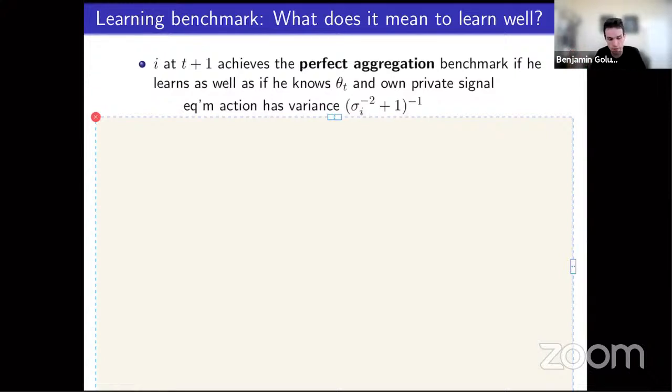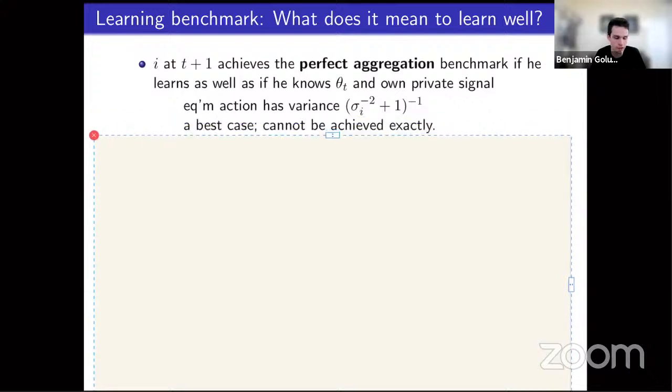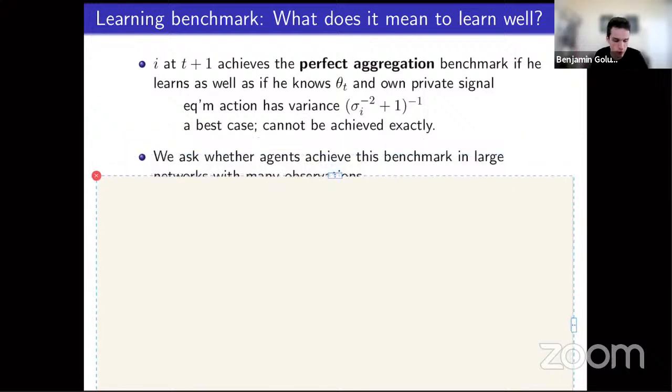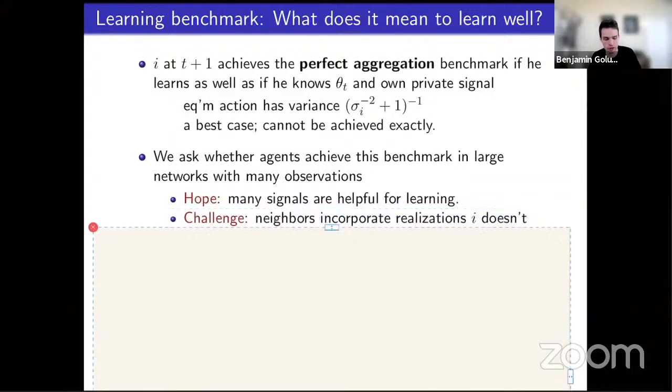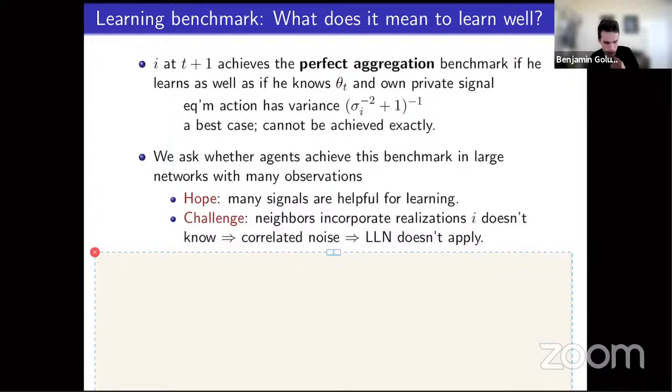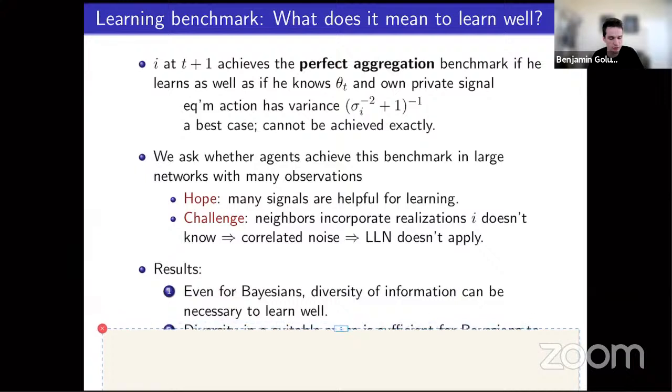You can calculate using normal updating math what the variance of the equilibrium action could be. And it can't be achieved exactly because nobody has enough neighbors to exactly figure out theta last period, but you can hope. We ask whether, if we give people big neighborhoods, so they see a lot of people, they are going to achieve this benchmark. The hope is that if you have many signals, they're helpful for learning. The challenge is, as we saw in the example, these confounding things like the media source's idiosyncratic error are going to potentially mess us up. And so the law of large numbers needn't apply to tell us that we can infer theta. We can infer something, but it might not be theta. That's the core of the problem. And so our result is that diversity of information can be necessary.